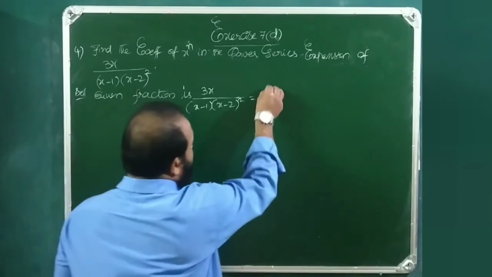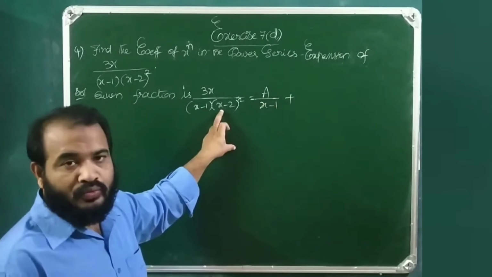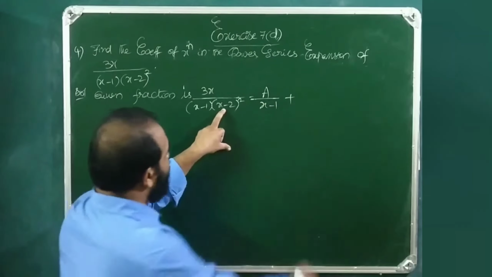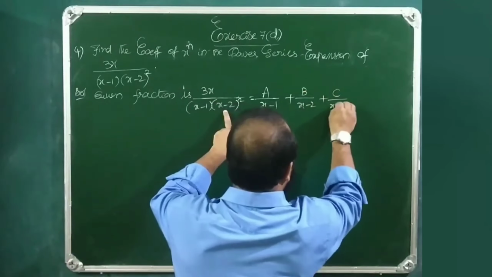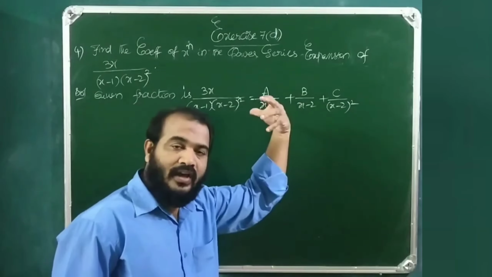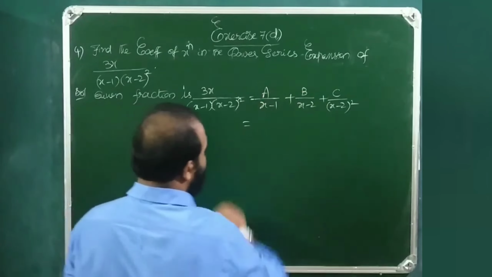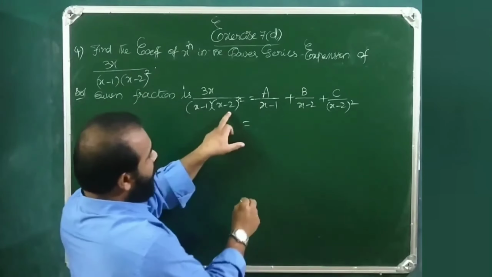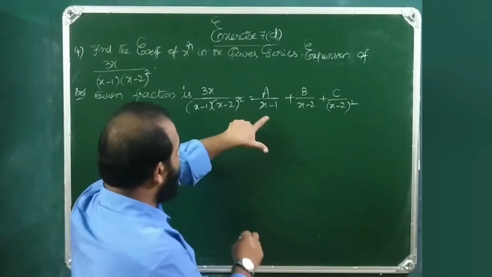Here a by x minus 1 plus b by x minus 2 plus c by x minus 2 whole square, with a, b, c to be evaluated. So finding the LCM, we get x minus 1 into x minus 2 whole square as the LCM. So this and this get cancelled.